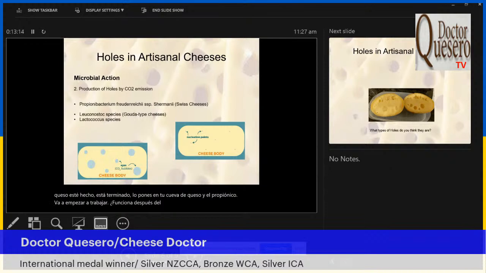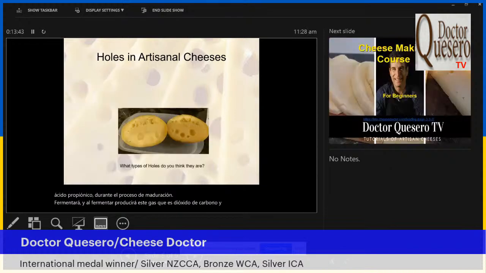The Propionibacterium shermanii, which is the other bacteria, will feed from the lactic acid produced by the first bacteria. It will produce first another type of acid, which is propionic acid. This propionic acid, during the maturation process, will ferment, and by fermenting it will produce this gas, which is carbon dioxide, and will produce the holes. Okay, and this is the trivia that I wanted to tell you.